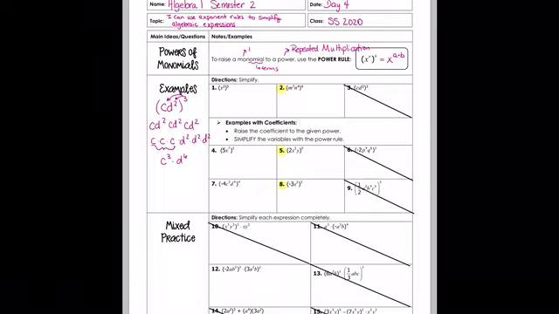Notice that the C really is missing an exponent of 1. So this would be C to the 1 times 3 is 3. D to the 2 times 3 is the 6th power.